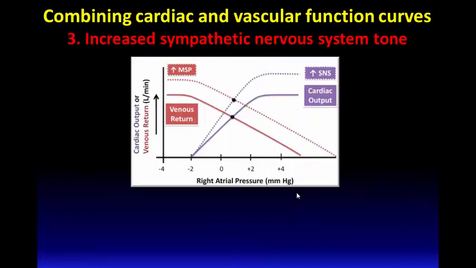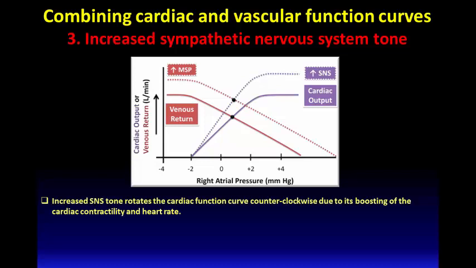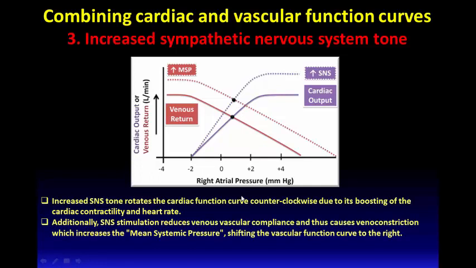Let's describe now the effects of increased sympathetic nervous system tone on the combined cardiac function and venous return curves. Increased sympathetic nervous system tone rotates the cardiac function curve counterclockwise. It shifts the cardiac function curve upwards. This is, as we described in detail in previous lectures, due to its boosting of the cardiac contractility and heart rate.